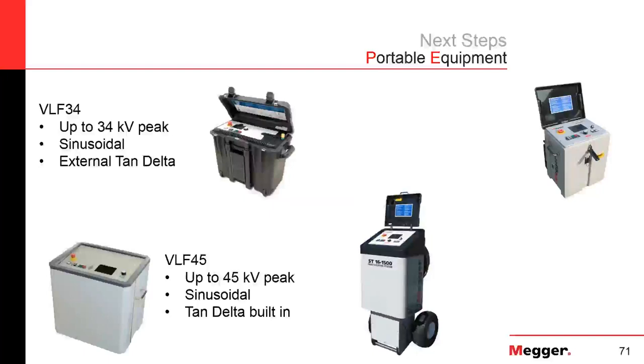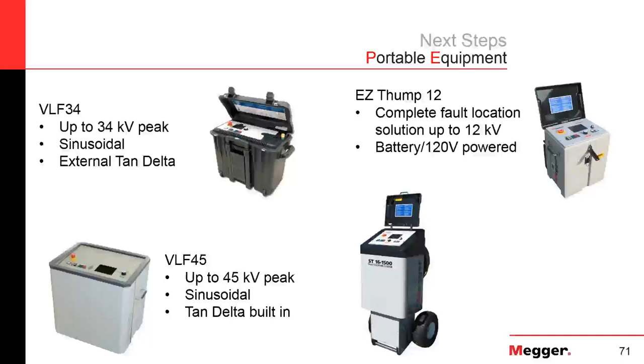So we do have some examples here of equipment that we can help you with. Our VLF 34 is a small portable sinusoidal VLF unit. It has an external tan delta available for it. VLF 45, a little bit bigger unit, a little bit higher voltage, goes up to 45 kV. Sinusoidal with a built-in tan delta.